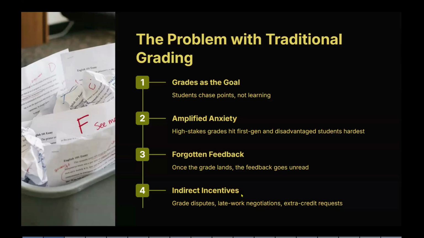Another issue with traditional grading models is the anxiety issue, and it's built into this first one, right? Students feel a lot of anxiety about their grades. And this is amplified for first generation students. This is amplified for disadvantaged students. This is amplified for underprepared students as well, right? Because they've already been put behind the curve. They've already been abused by the system, and then these grades give them even more anxiety as they're trying to grow and improve.